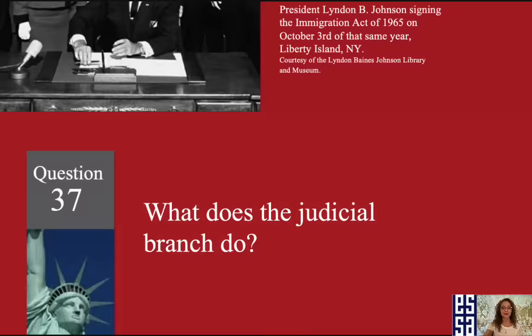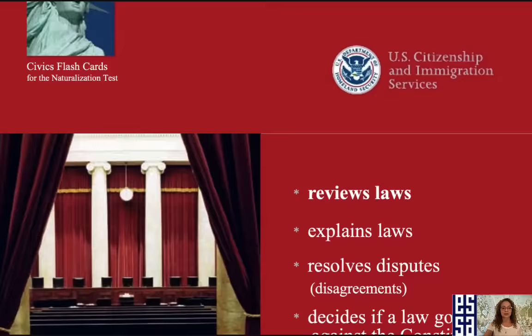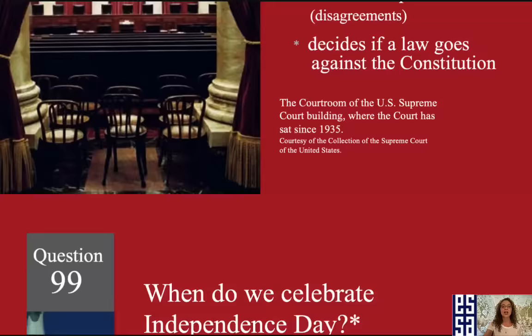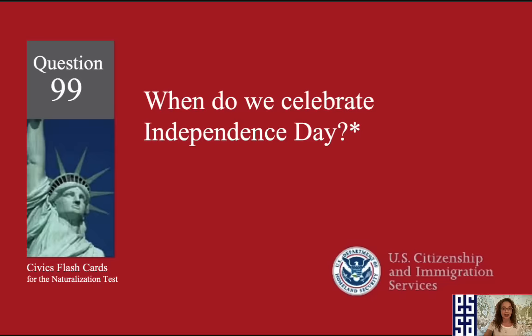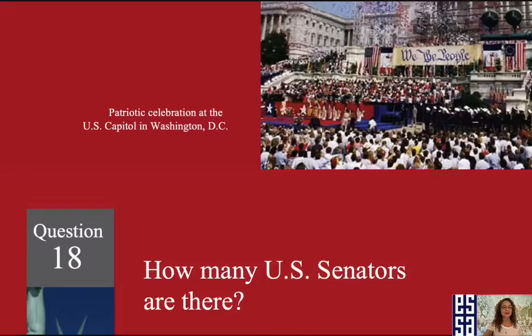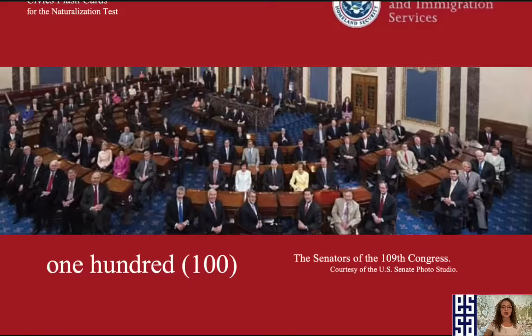What does the judicial branch do? The judicial branch, it reviews laws. When do we celebrate Independence Day? July 4th. How many U.S. senators are there? There are 100 U.S. senators.